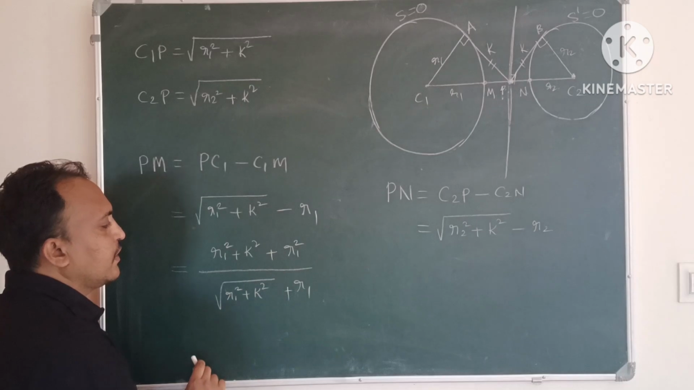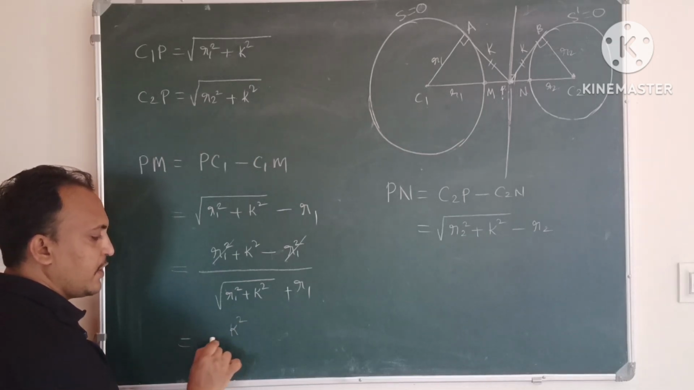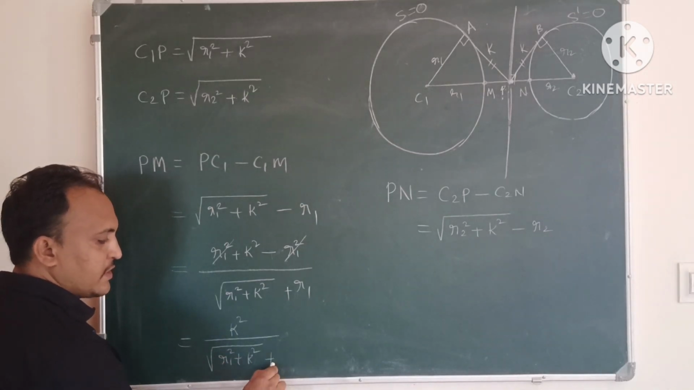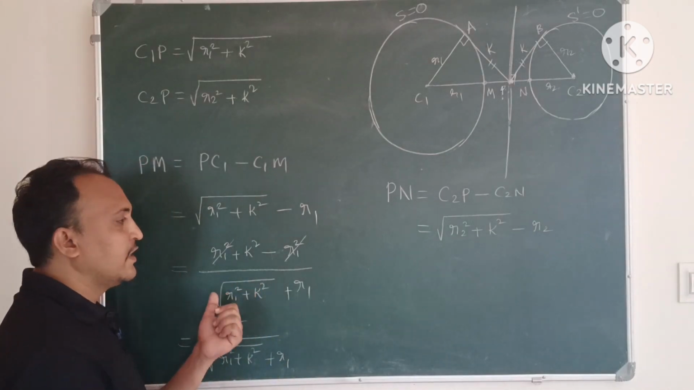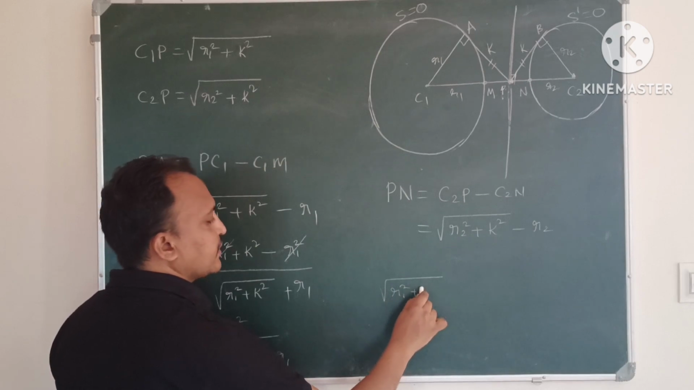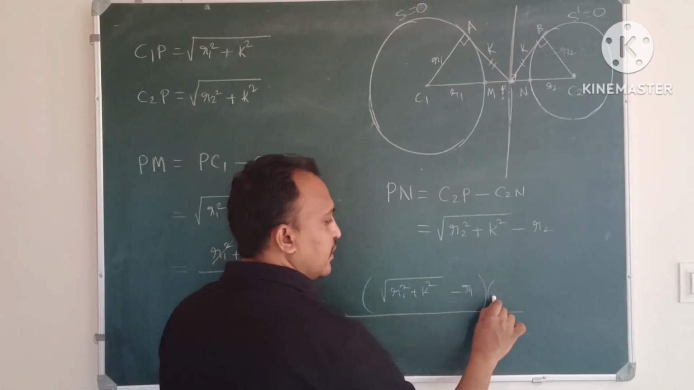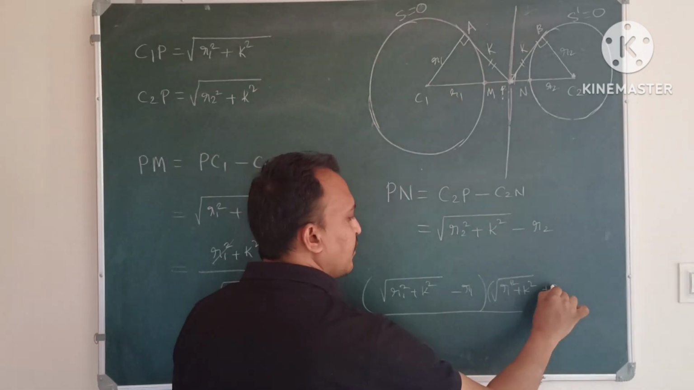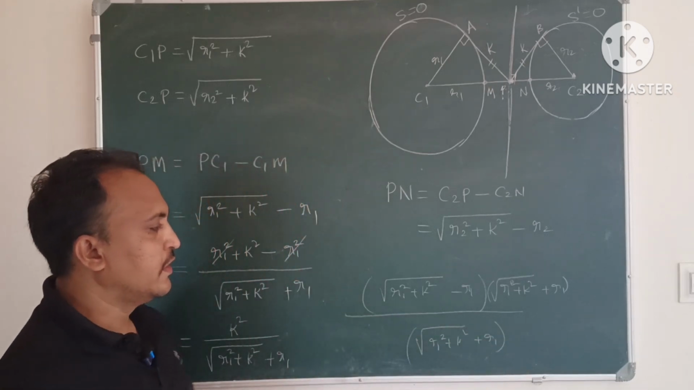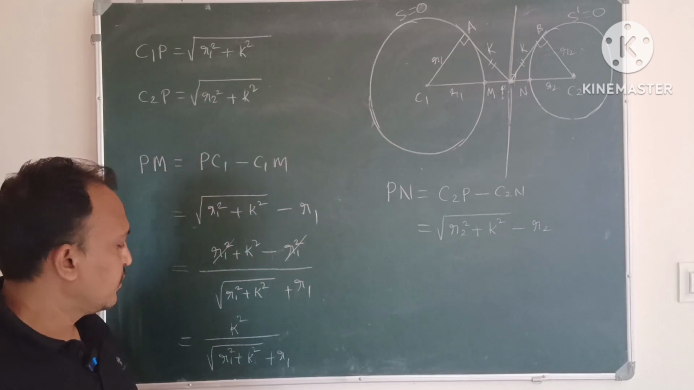Then r1 square minus r1 square will get cancelled. We got k square by root of r1 square plus k square plus r1. If you didn't understand how we got this, look here: we have root of r1 square plus k square minus r1 divided by, we should multiply with the conjugate of this, that means root of r1 square plus k square plus r1 by root of r1 square plus k square plus r1. Numerator and denominator we have to multiply with this, that is called rationalization. I hope you understand. So now we got this.